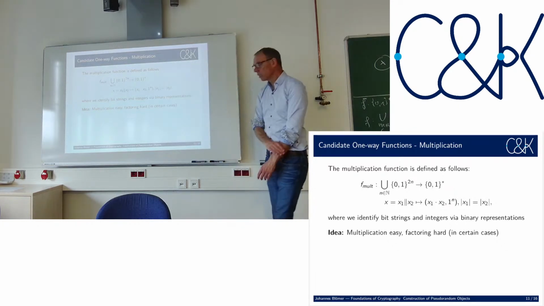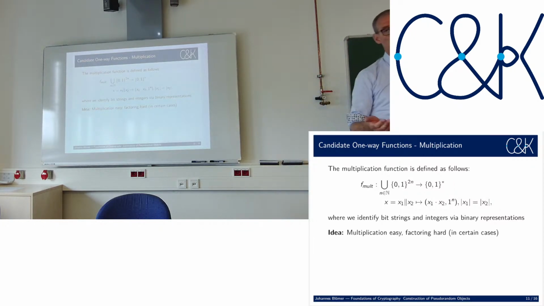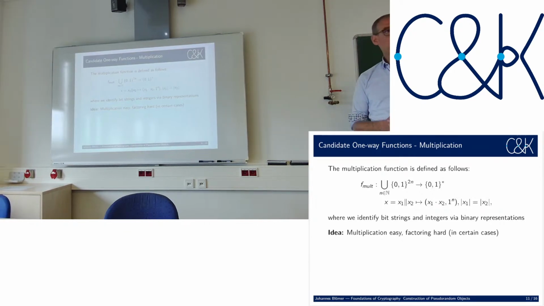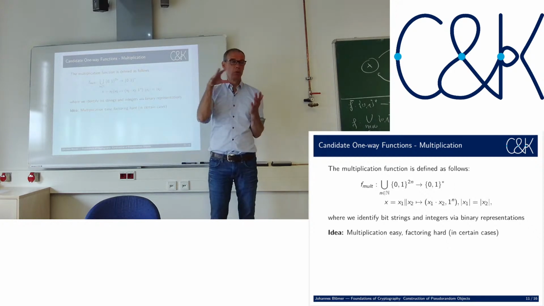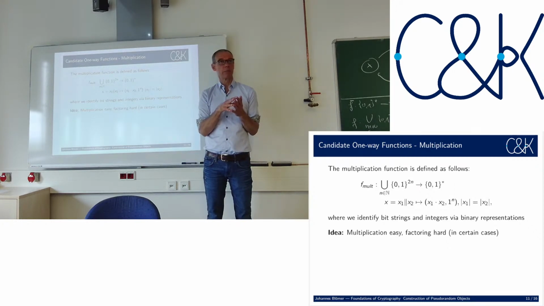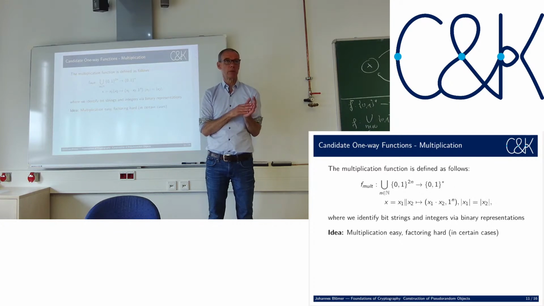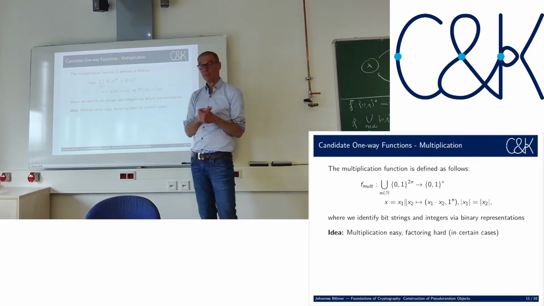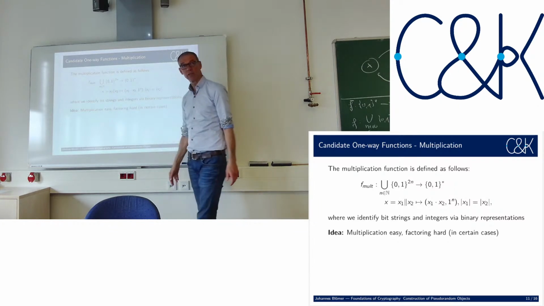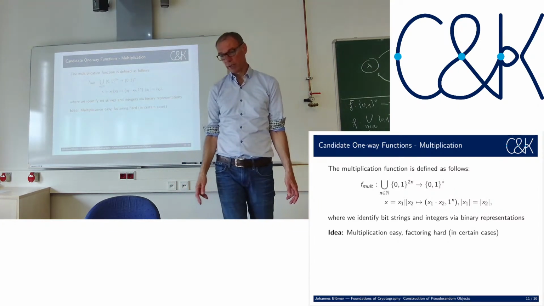And the idea here is that multiplication is easy. We all know how to do multiplication. At least at some point we learned how to do it. For computers, it's very easy, even for large numbers. But factoring is hard. Given the product of two large numbers, find the two components, the two factors. At least it's hard if those things are primes, say. If these things are representations of prime numbers, then we think it's hard to find them.